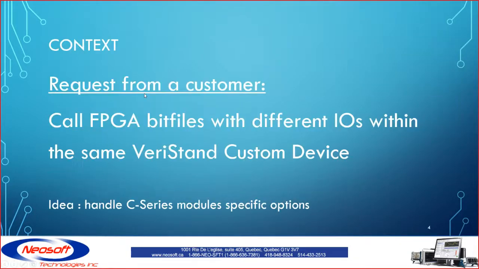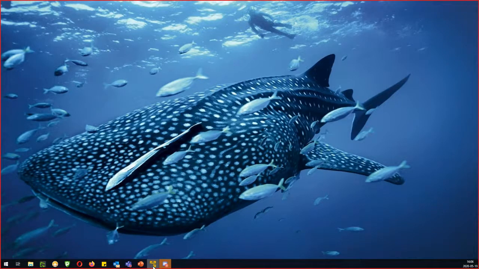So sorry. Okay, context. The context is we got a request from a customer. He wanted to create a custom device in VeriStand, but his main idea was to call FPGA bitfiles with different IOs, so different prototypes, just to handle the specific options that each C-series module he had can offer. So I can show you a quick presentation of how it looks.